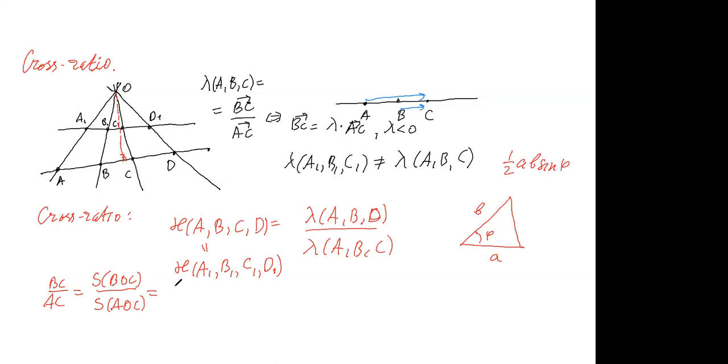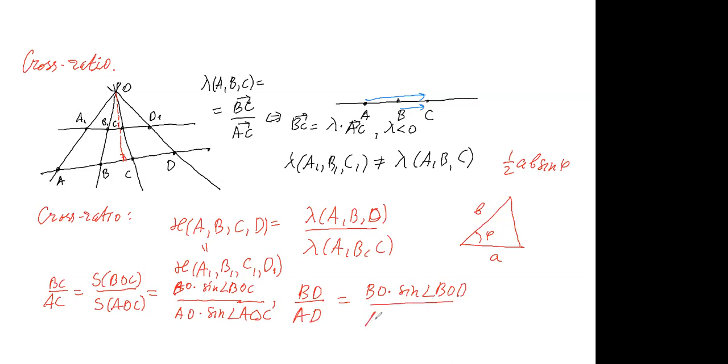One half is cancelled out. So we have BO times sine BOC divided by AO times sine of AOC. And similarly, when you take AD, BD divided by AD, you obtain the same, but now you have BO times sine BOD divided by AO times sine of AOD.